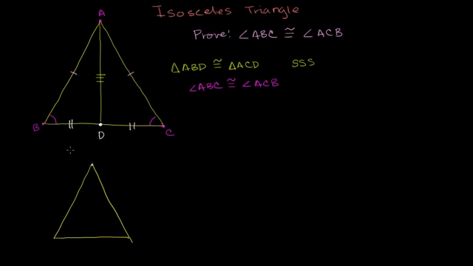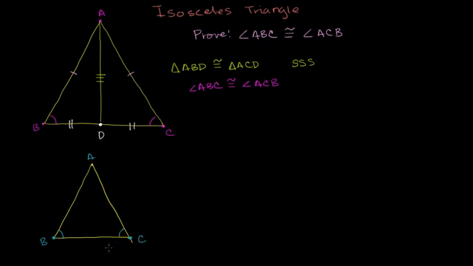I'm going to call this, well, let me do that in a different color. So I'll call that A. I will call this B. I will call that C right over there. And now we're going to start off with the idea that this angle, angle ABC, is congruent to angle ACB.